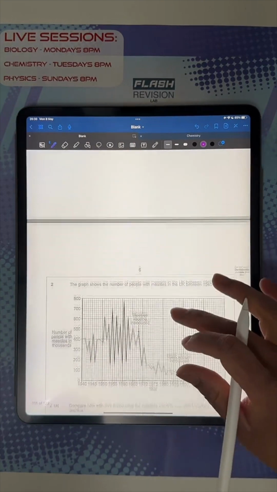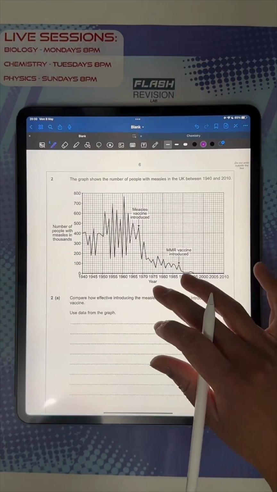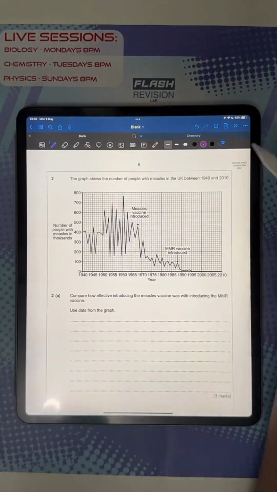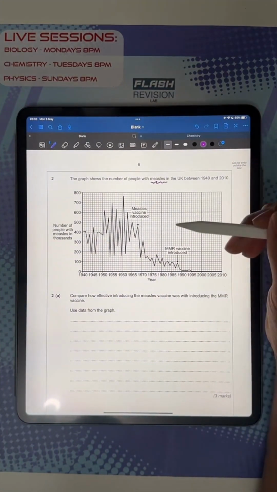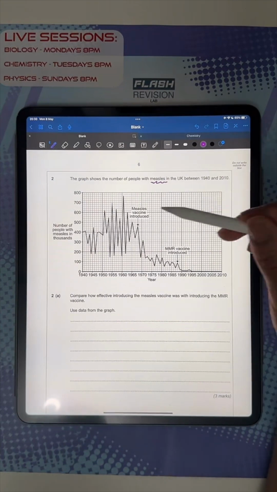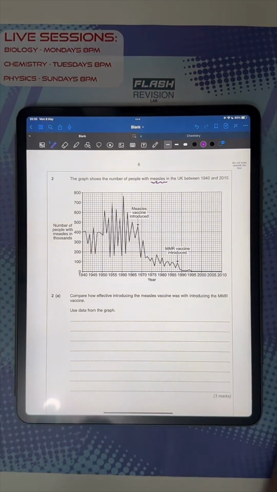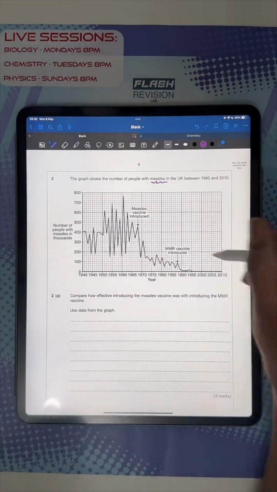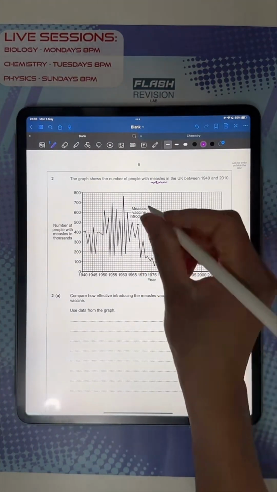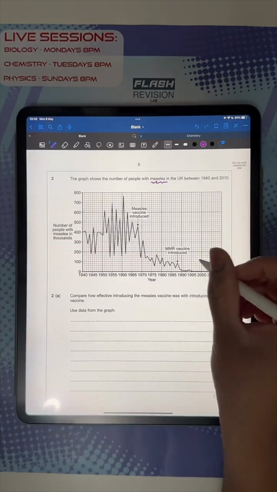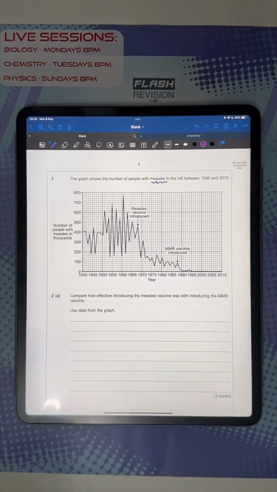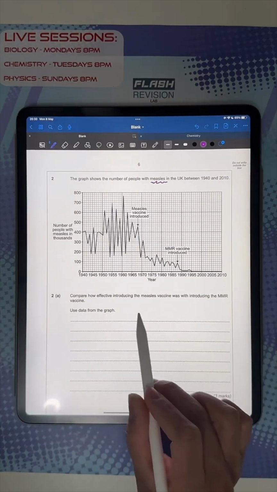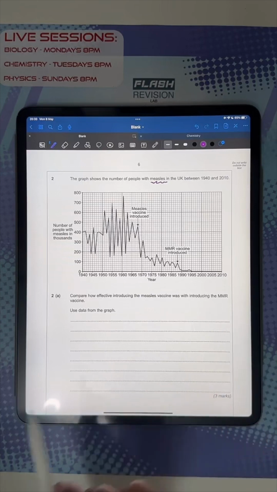Next one. All right. So next question. We have number of people with measles. It is a question about measles, but this could be any disease. You could get a question about any disease similar to this. Measles, only AQA people learn, but imagine you get a graph like this and there's a vaccine. It doesn't matter what the name of the vaccine. So compare how effective it is introducing the measles vaccine and introducing the MMR vaccine.